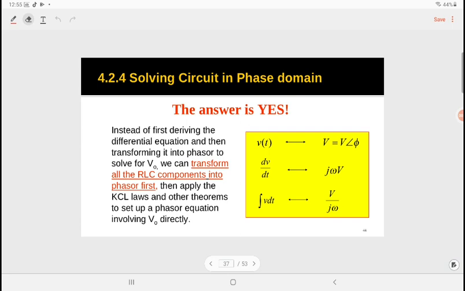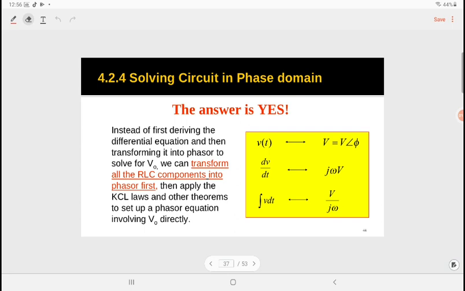every element, we have a resistor, inductor, and capacitor. They have their own form of a phasor domain. Instead of first deriving the differential equation and then transforming it into a phasor to solve for V naught, we can transform all the RLC components into phasor form first, then apply any laws, KCL and other theorems, to set up a phasor equation involving the values directly.